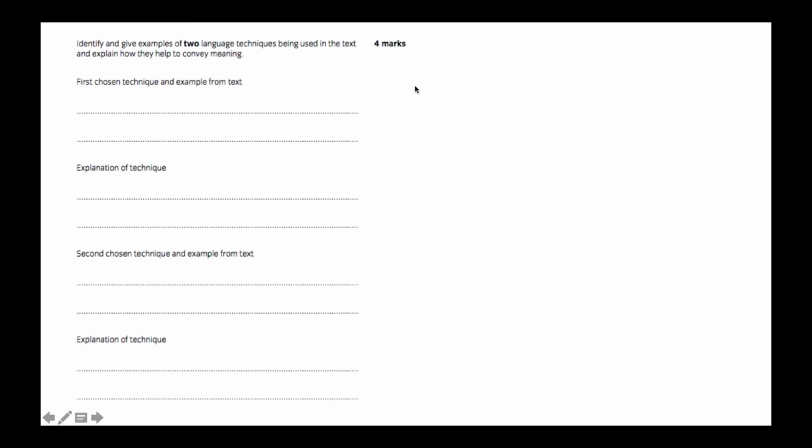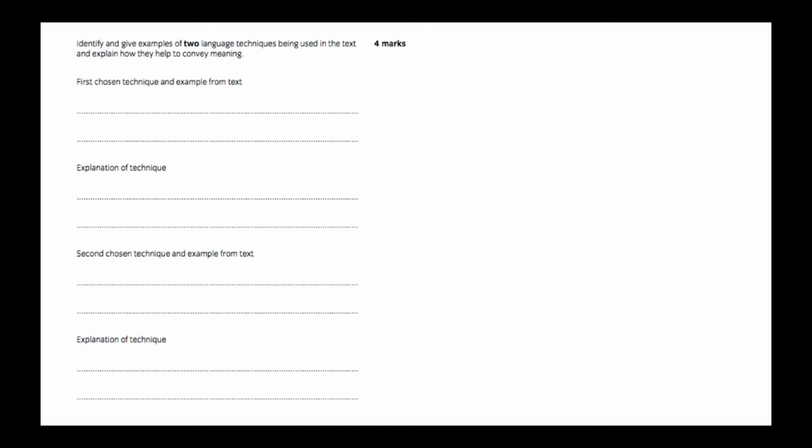Right, so looking at this question, this is a 4 marker. Identify and give examples of 2 language techniques being used in the text and explain how they help to convey meaning. Okay, now, for my answers here, I probably haven't written as much as they might like, but you will get the idea, and then you could probably explain it in a bit more detail. I've just done it for ease.